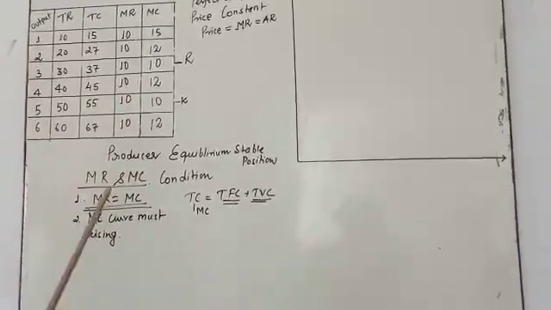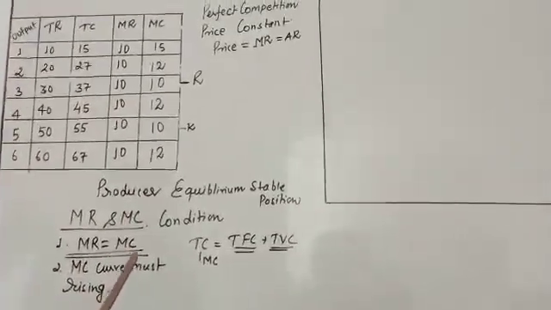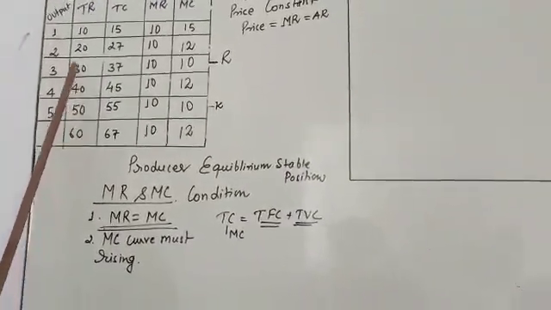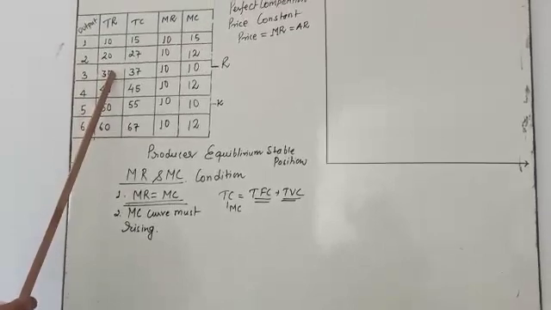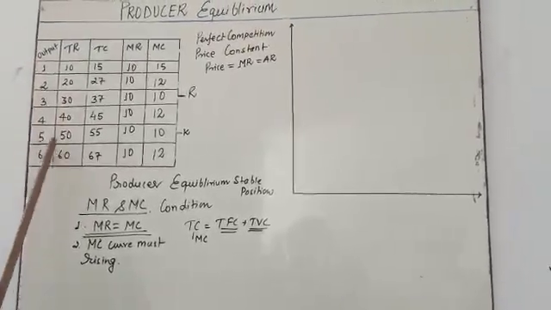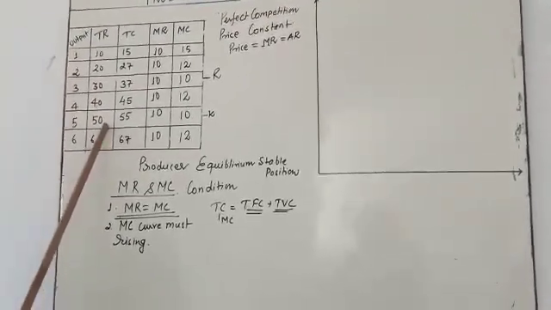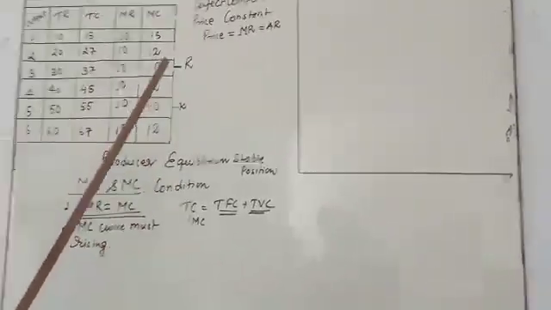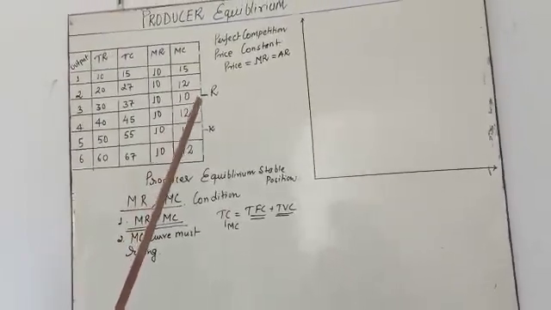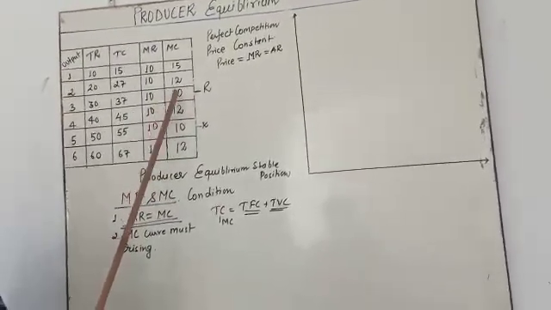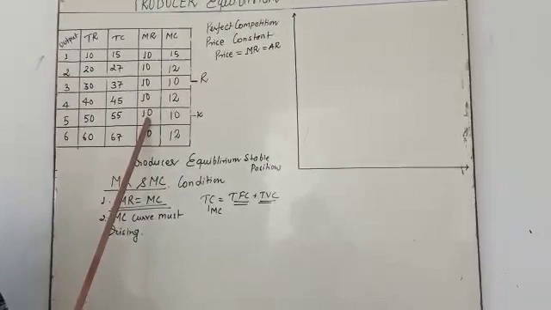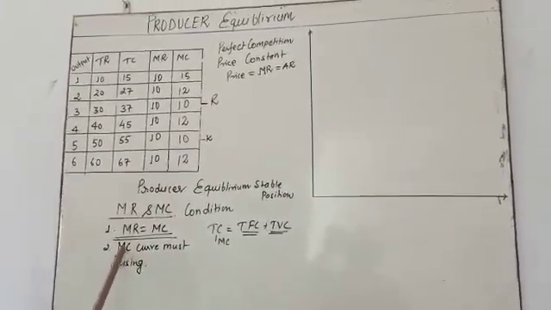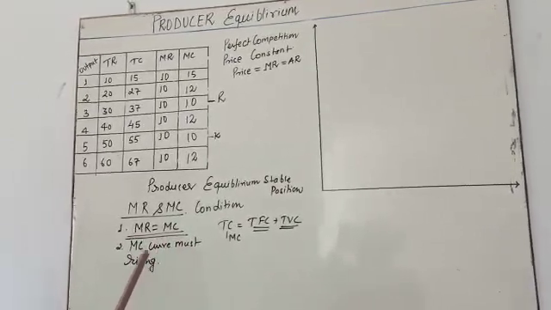So which is the profit? At which place is the profit maximum? Maximum profit is the place where total revenue is maximum. In this situation, what do you observe? Here total revenue is 30, but in this situation total revenue is 50 rupees. So it is the position where marginal revenue is equal to marginal cost, and here also. What is the second condition? The marginal cost curve must be rising.